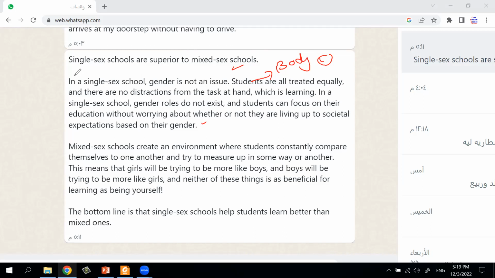So again, we agreed, Ahmed, that I should start the paragraph with what? A transitional word. Still the same comment. Transitional word, and also in the whole paragraph there are no conjunctions, conjunctions that organize the pace of writing. So comment number one, the transitions. Comment number two, connectives. Number three, in a single-sex school, gender is not the issue. Students are all treated equally.